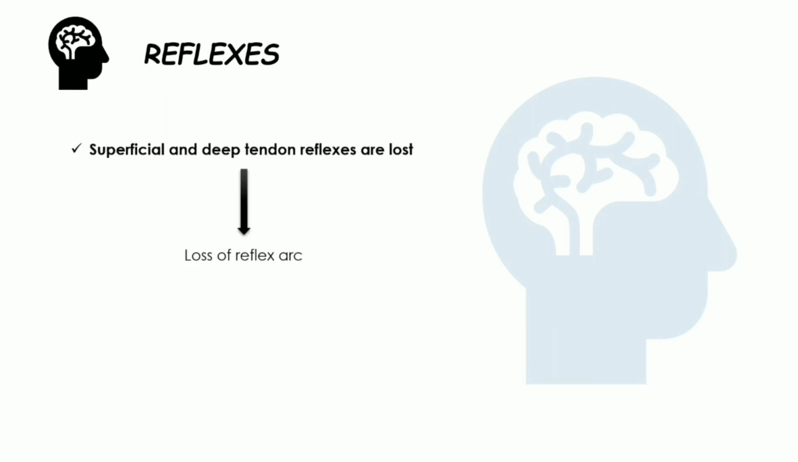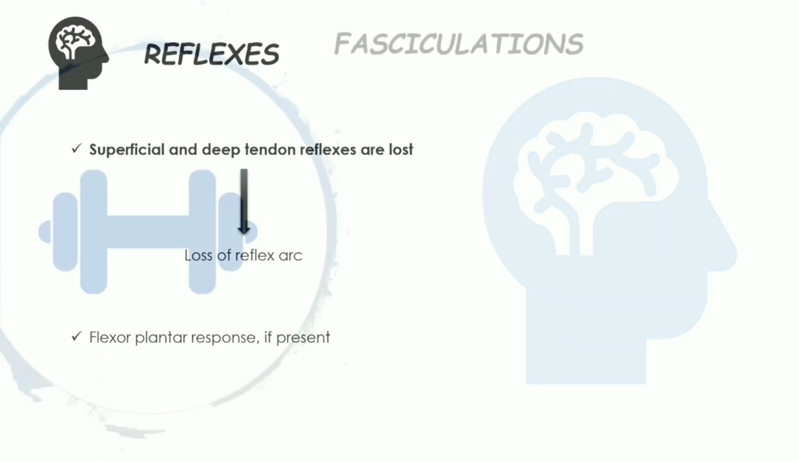What about reflexes? Both the superficial and deep tendon reflexes are lost. Why? Because the reflex arc is damaged, because the nerve arising from the spinal cord is damaged, or the spinal cord itself has damage. So both reflexes are lost. And the plantar response, if it is present, will be a flexor plantar response. It will not be an extensor response.